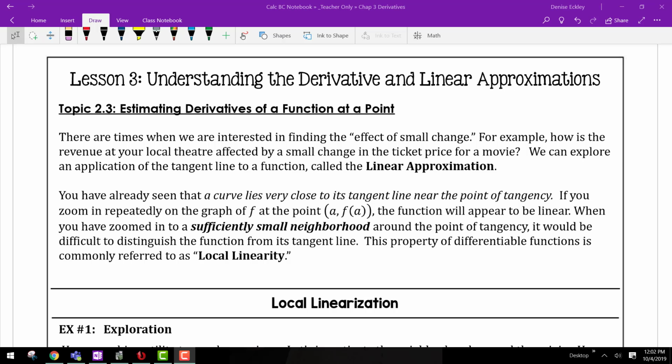This is Lesson 3 of Unit 2, Understanding the Derivative and a Linear Approximation. Okay, our first topic is going to be estimating derivatives of a function at a point.